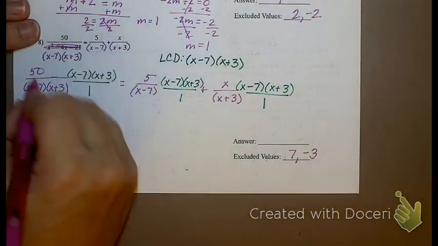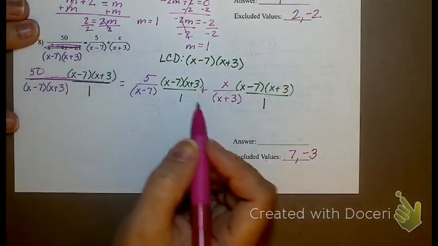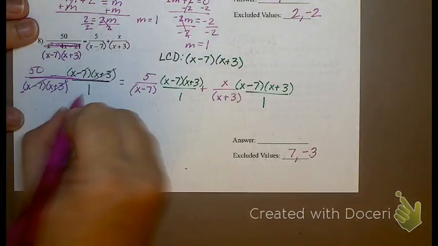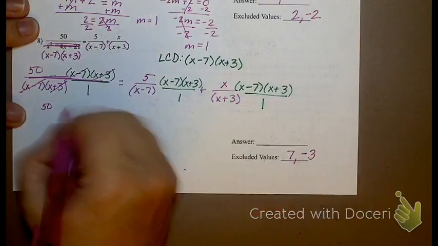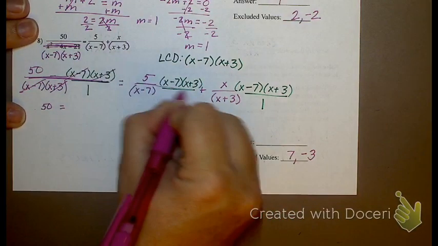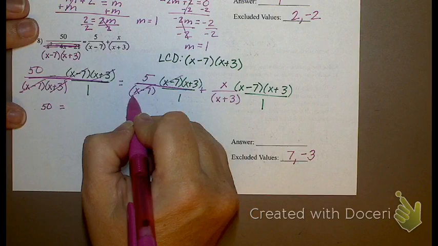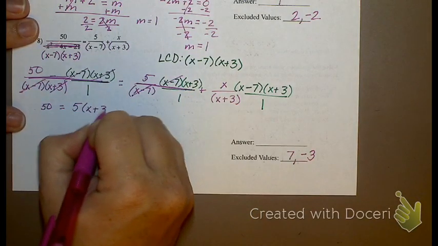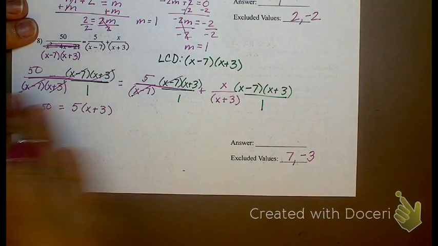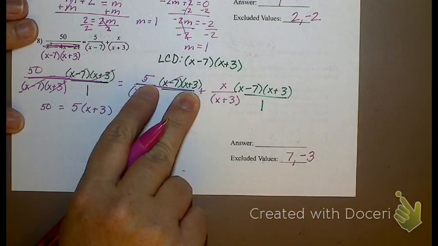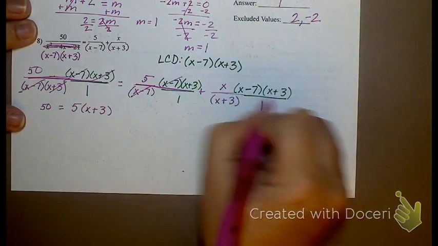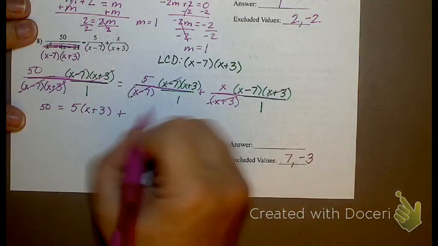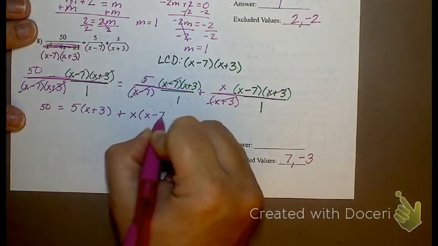So now let's start canceling some things. So right here, what's going to cancel? X minus 7, X plus 3, what am I left with? 50 over 1, which is just 50. Equals, what do I get right here? What cancels? So I have 5 and X plus 3. Give yourself that space there. It's very easy to see what's left over then. Plus, what have I got here? X plus 3's can cancel, so I have X parentheses X minus 7.